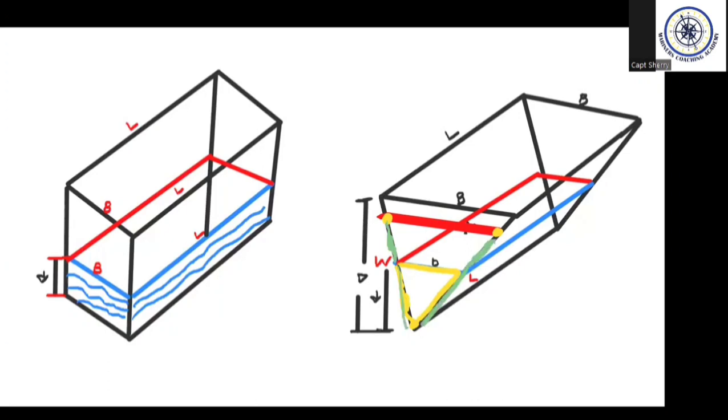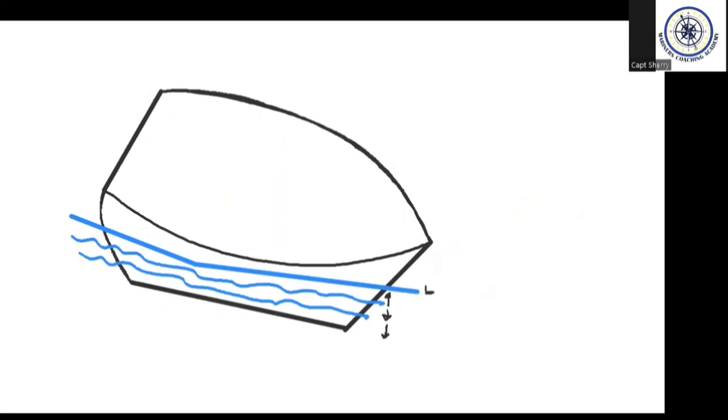Which is this triangle. So that triangle, which is in the green, is bigger than the yellow triangle. So now my water plane area will change with the draft. Understood or not? Right? So you need to define the water plane area of the vessel all the time. Now look at this ship. What is the water plane area in here?